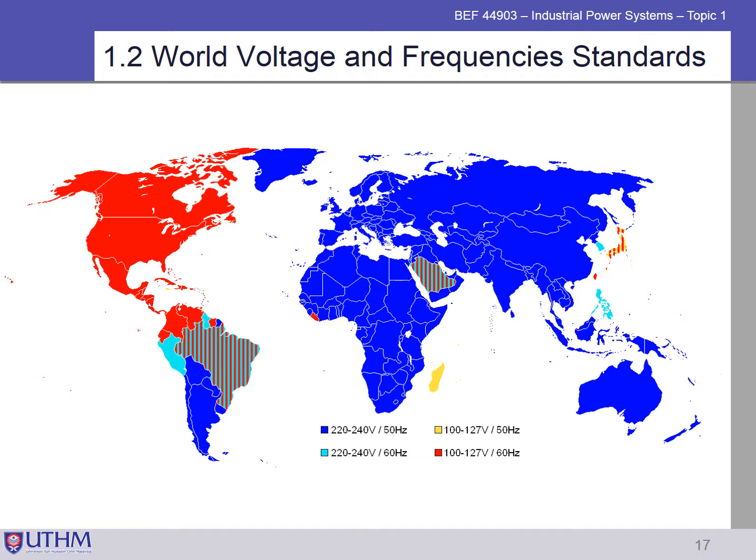And the light blue, this one, the voltage is the same as Asia, 220 to 240, but the frequency is 60 Hz. And then from this country, I'm not sure which country, the voltage is 100 to 127 volt, and the frequency is 50 Hz.